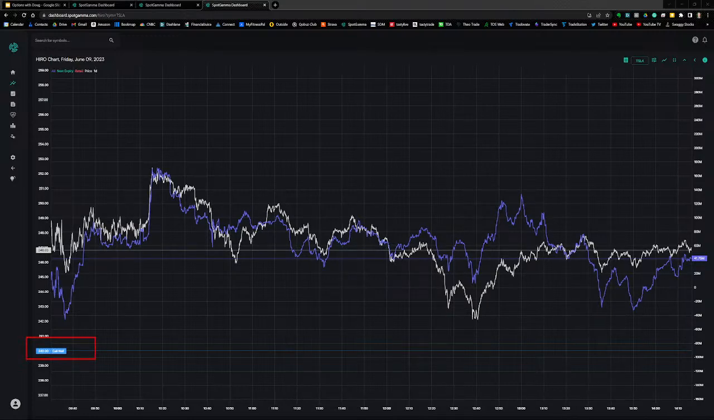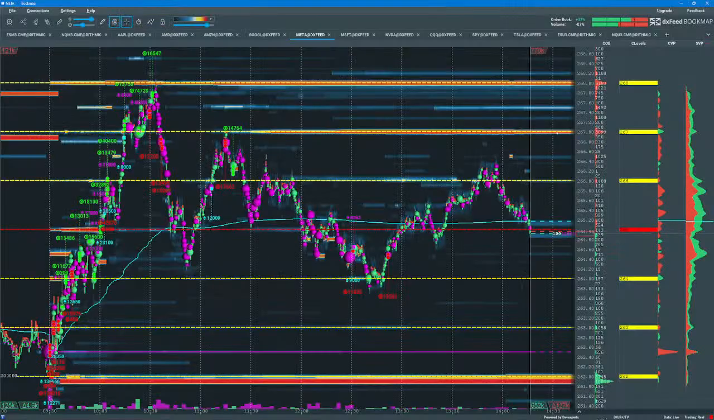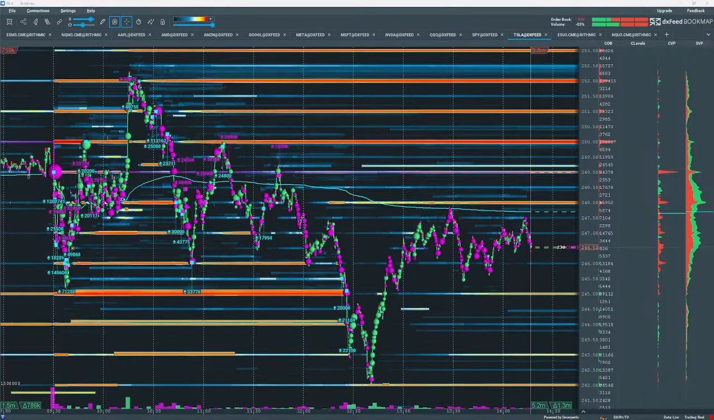Let's go take a look at Bookmap. Take a look at Tesla. Let's check on Tesla. Still positive for the day. So it gapped up substantially. It's still up 5% for the day. I don't know what it is up for the week.